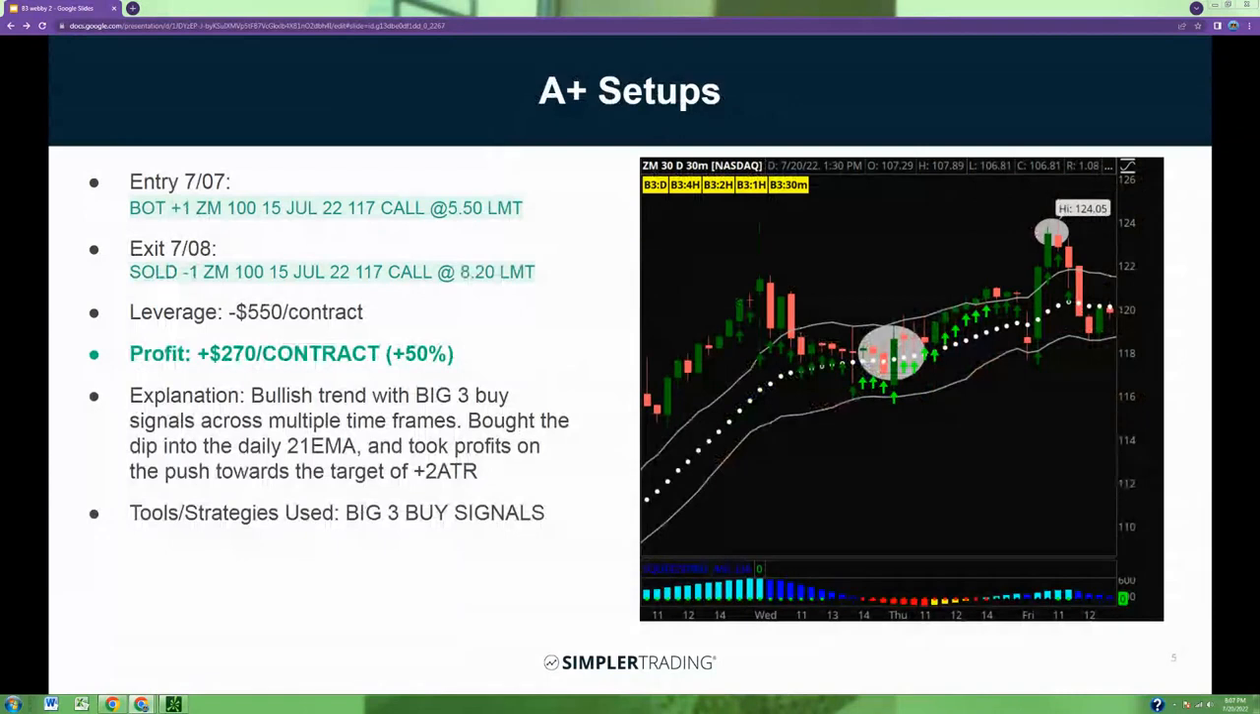But we're here to talk about finding A+ trades. So we'll look at a few examples. This is a trade that we did a couple of weeks ago, my mastery in Zoom. It was a quick trade. We were in on Thursday, out on Friday for a nice 50% return. And we took the trade because it was A+. That's all I want to trade. It fit all my bullish criteria.